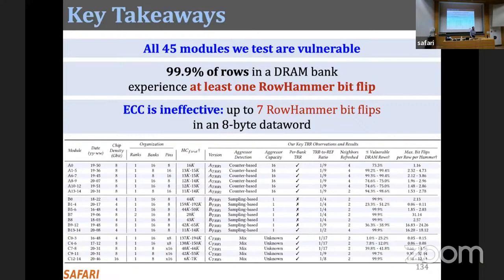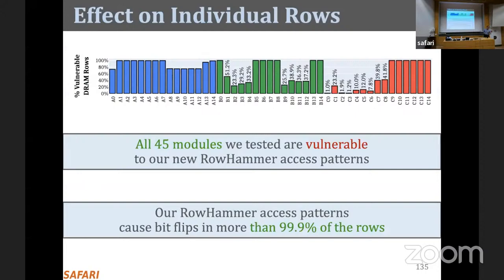And you can see this is a table that shows manufacturers A, B, C. You can see that we actually reverse engineered much better what they employ. For example, manufacturer A employs counter-based mechanisms, access counters, and they can count accesses to 16 rows in all of these modules. It's per bank. This mechanism is per bank.